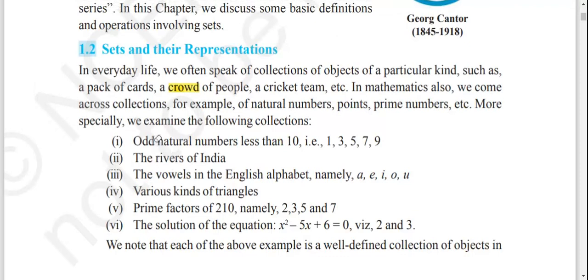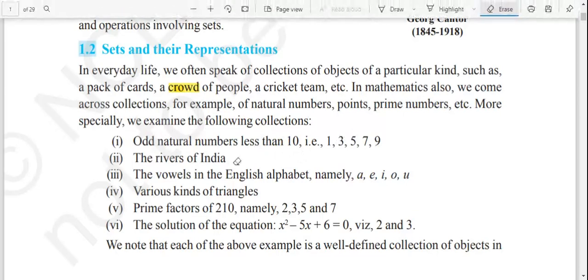Example: odd natural numbers less than 10. So we have this particular type. And if we take something which does not have any meaning, then that is said not to be a set. So yes, odd natural numbers less than 10 form a set. So we have here all the numbers as a finite set. In the second, we have the rivers of India, which is a particular type of set. It has been given a common name.